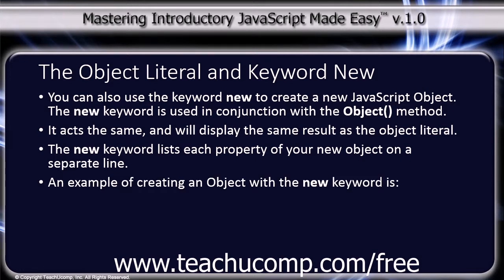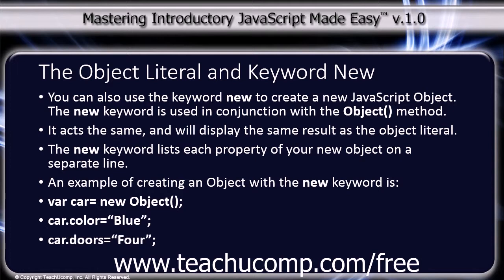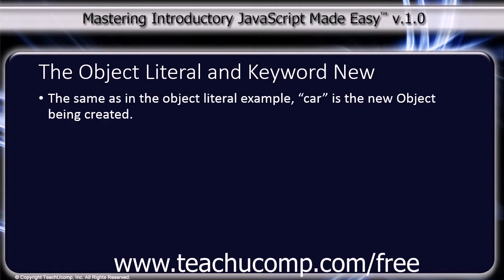An example of creating an object with the new keyword is var car = new Object(); car.color = "blue"; car.doors = "4"; car.miles = 21,000; The same as in the object literal example, car is the new object being created.